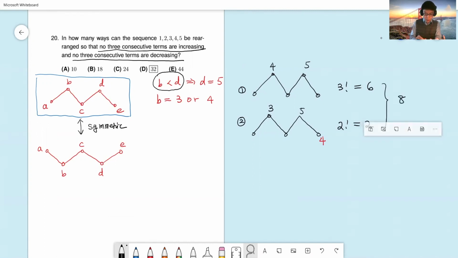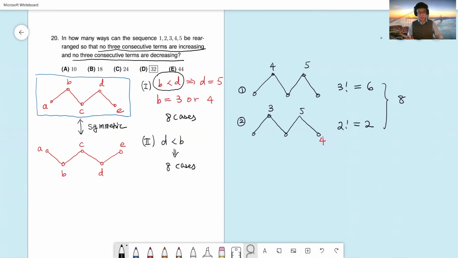So here we have 8 cases. This is for the case that B is smaller than D. Similarly, we can discuss D smaller than B. We also have 8 cases because it's symmetric.